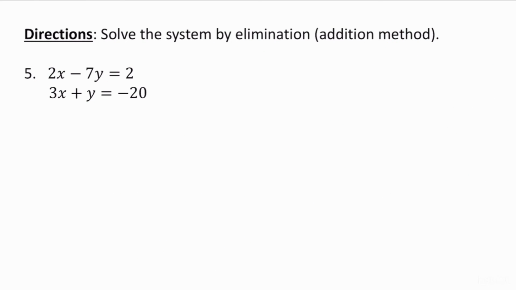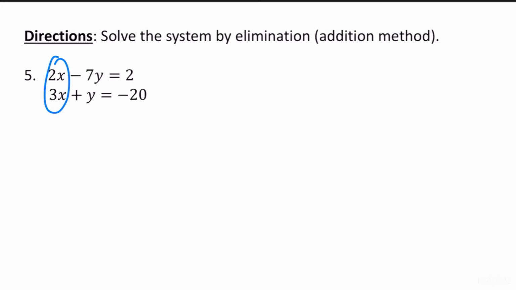In number 5, we're going to solve the system by elimination or the addition method. If you notice, the first thing that we have to do is check very quickly that everything is lined up. So the x's are lined up, the y's are lined up, the equal signs are lined up, and the numbers are lined up, which is great. That means that I can go ahead and proceed with the problem.